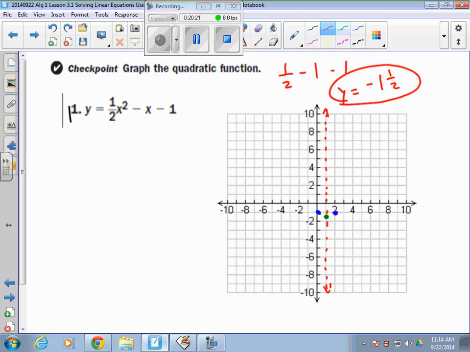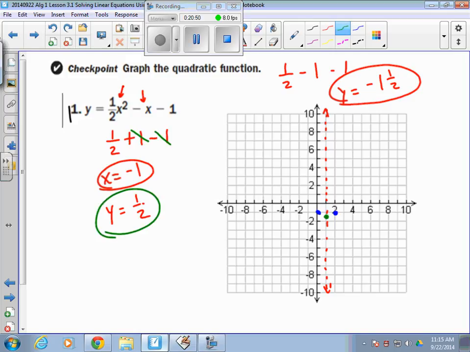When you plug in negative 1, negative 1 squared is positive 1. Positive 1 times 1/2 is 1/2. Negative 1 times the negative out front is positive 1, minus 1. When x's value is negative 1, y's value is positive 1/2 because these two cancel out. So right there, when x's value is negative 1, y's value is 1/2, halfway between 0 and 1. Make it mirror on this side, and you have a parabola you can draw now.